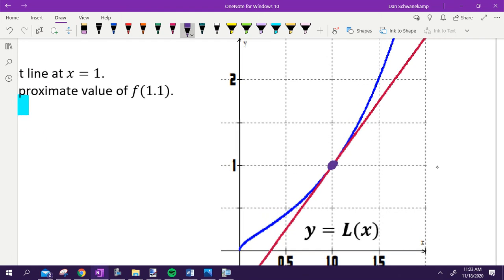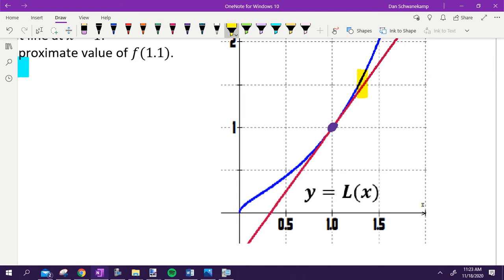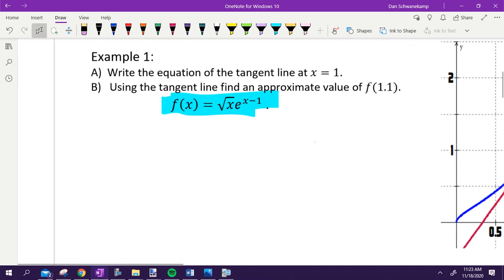Look at these two lines right here. If I'm looking at this spot right here, and notice the scale, it's 1 and 1.5, would you say that those two lines are pretty close together? Yeah, they're pretty similar. They're not the exact same, but they're pretty similar. So what we're going to do is use the red line to help us guess what the blue line is, or at least get pretty close to it. That's the key to today. All right, linearization. Let's do it.